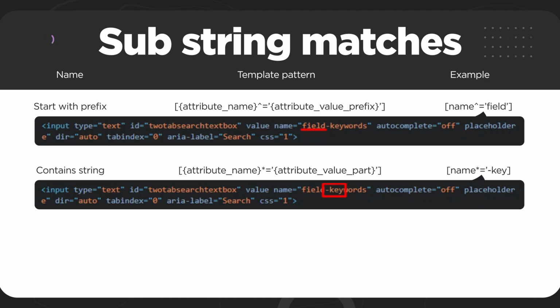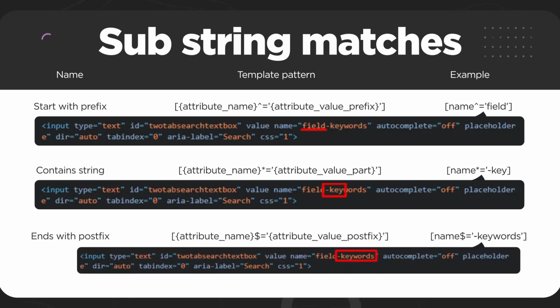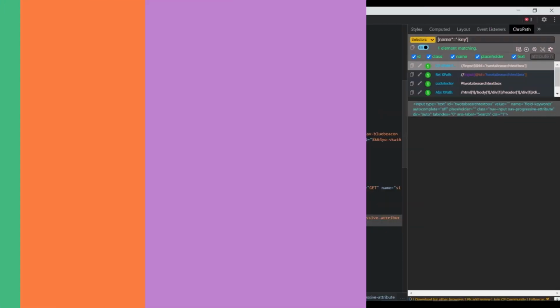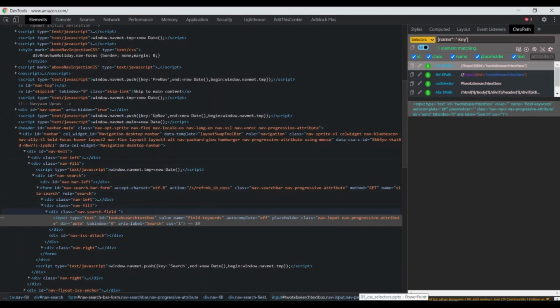The final substring match selector is ends with postfix. That will select an element with attribute whose value ends with the specified string. Its syntax is the following: open square bracket, attribute name, dollar sign, equal sign, single quote, attribute value, single quote, closing square bracket. If we want to locate the search input with the ends with postfix selector, we can change it to the following: open square bracket, name, dollar sign, equals, single quote, dash keywords, single quote, closing square bracket. Let's hit the Enter key and see that only one element is found.